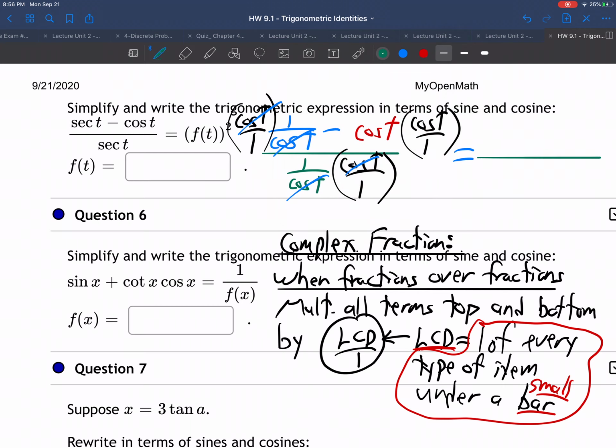On the bottom now, we just have 1, don't we? Because these canceled. Here, these canceled, and we just have 1. And right here, we have minus cosine squared, because it's cosine times cosine, right? And the 1 on the bottom doesn't matter. See how I ignore the 1s on the bottom?